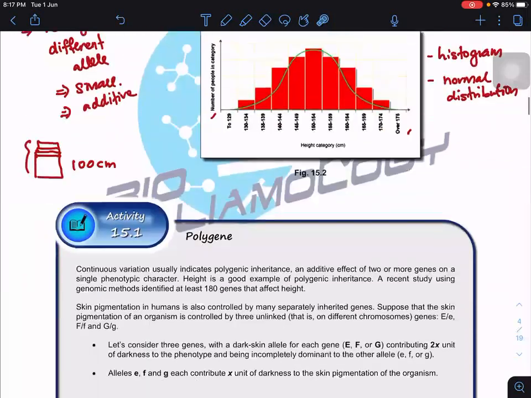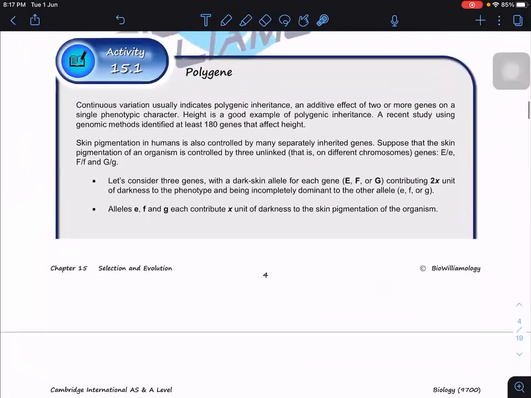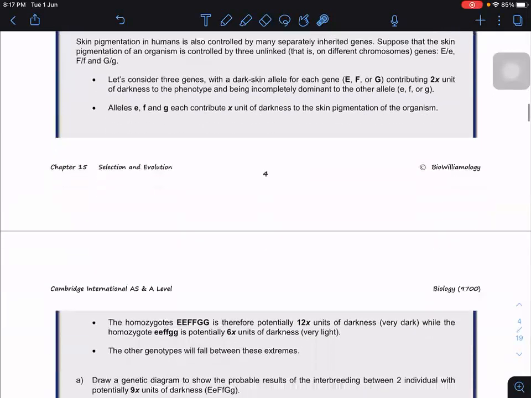So we have one question here that we can look at. Continuous variations usually indicate polygenic inheritance and additive effects of two or more genes on a single phenotypic character. So height is a very good example. A recent study involved at least 180 genes that affect height. We are not going to look at these 180 genes. We're going to look at skin pigmentation. What is the degree of skin pigmentation? How dark or how fair we are is actually controlled by many separate inherited genes. Suppose that the skin pigmentation of an organism is controlled by three unlinked genes. Unlinked basically means they are on different chromosomes.